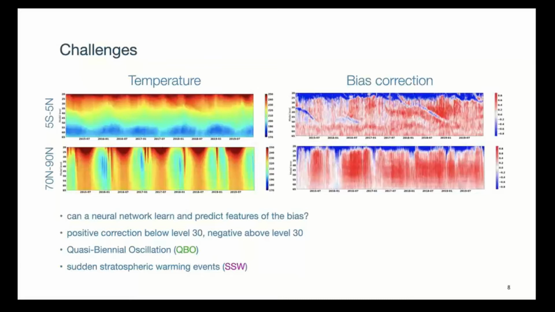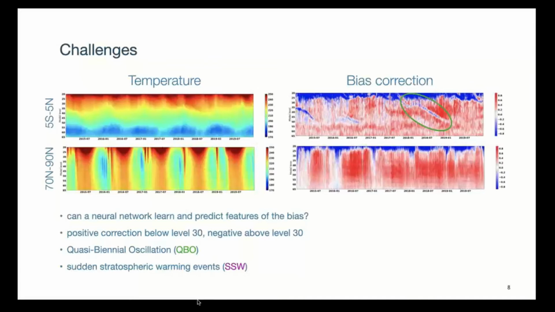There's also this quasi-biennial oscillation. These are these green spots here. These are these kind of spiky patterns of a negative correction, and it actually propagates down in time. So it's variable in time, but it's a feature. It's not like statistical noise.